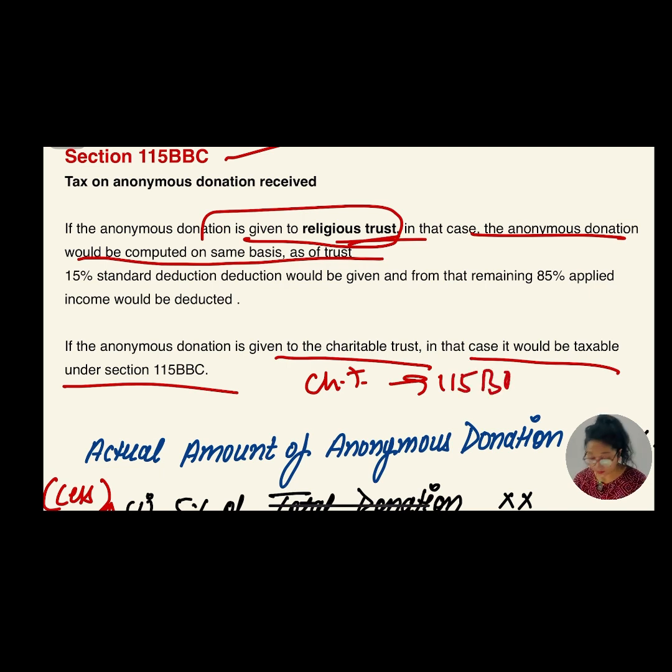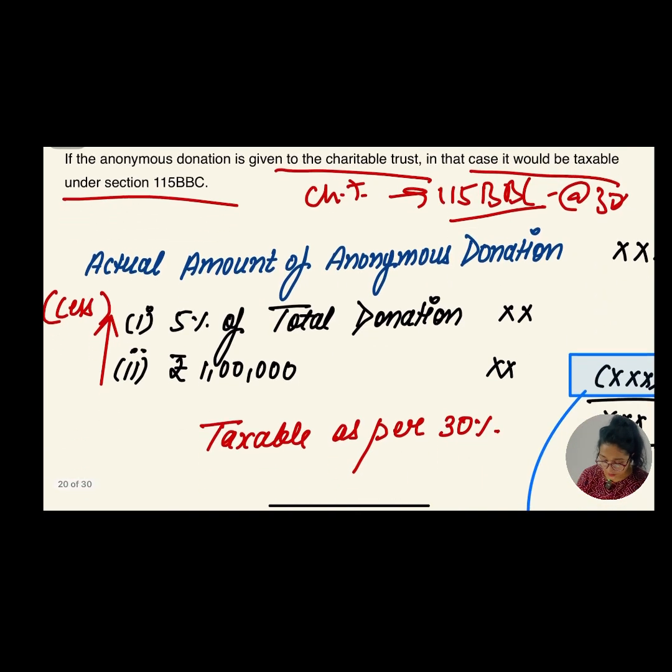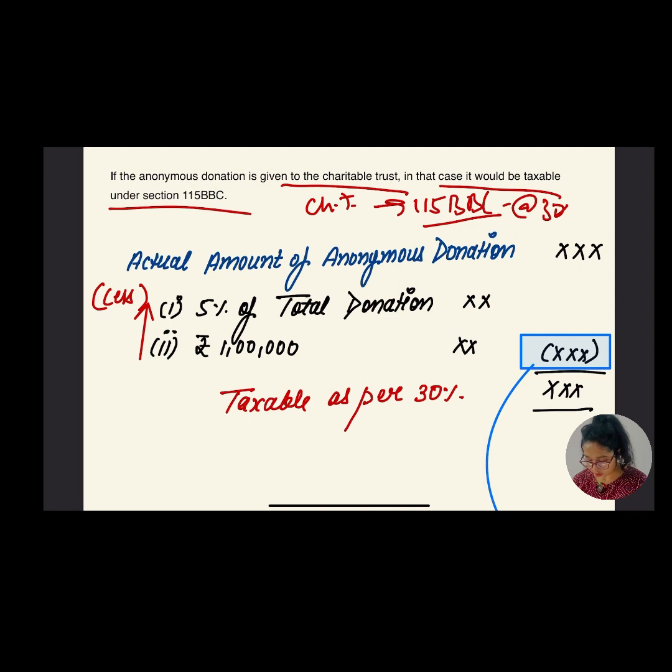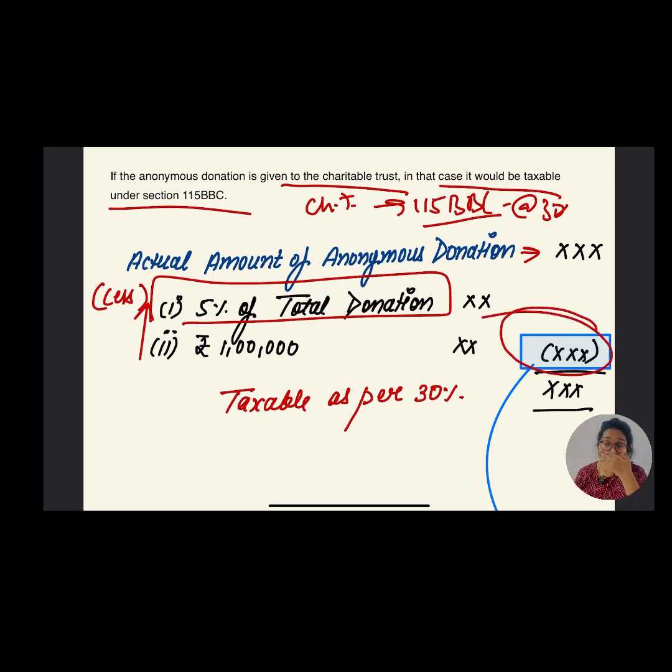The rate is going to be 30%, but there are some calculations which are to be kept in mind. The actual amount of anonymous donation is going to be XXX. This is to be reduced by the higher among two amounts: 5% of the total donation or 1 lakh, whichever is higher. That is to be reduced from the total anonymous donation.